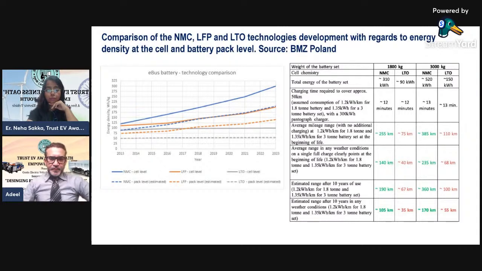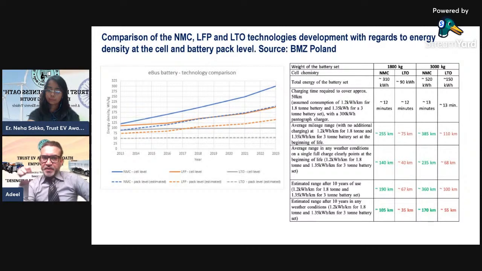The next slide is again a comparison of NMC, which is the electric vehicle battery, LFP and LTO technologies developed with regard to energy density at the cell and battery pack level, source BMC Poland. Now, what is this? This is about the weight of the battery. If we use NMC, LFP, and LTO technologies, with regard to energy, what is the battery pack level required? So cell chemistry, NMC, LTO, NMC as an example. Total energy of the battery set required is, for example, 310 kilowatt hour.